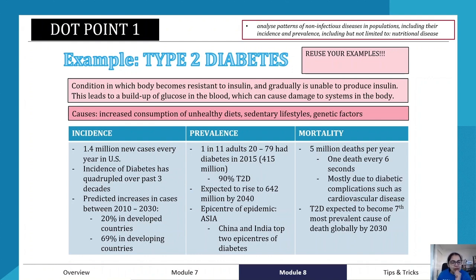Okay, mostly due to diabetic complications such as cardiovascular disease. So, cardiovascular disease, your heart disease and so on, is quite closely linked with diabetes. And type 2 diabetes is expected to become the 7th most prevalent cause of death by 2030.